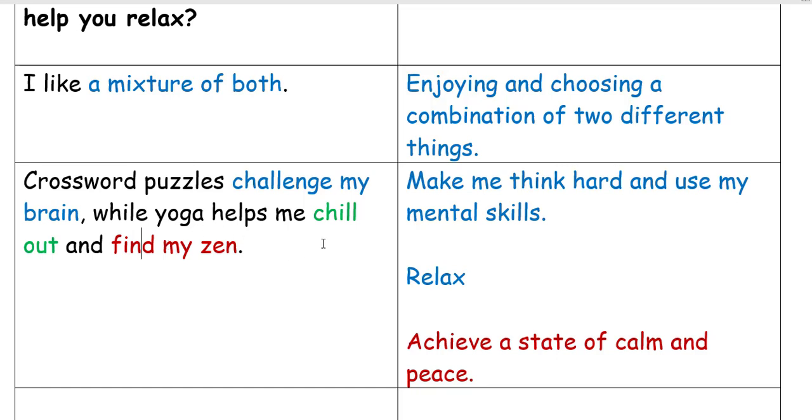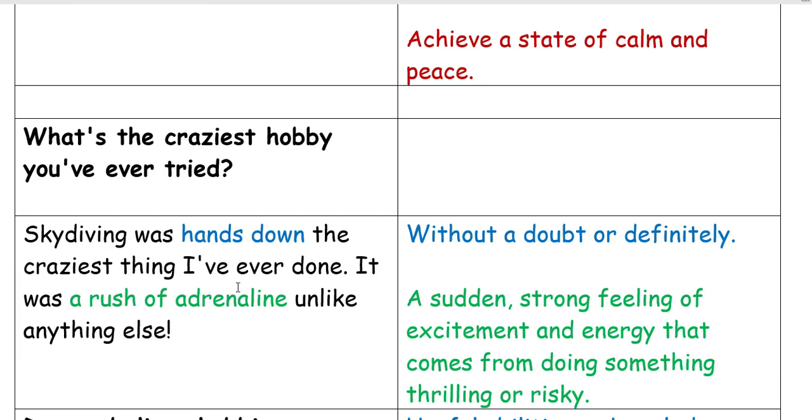Okay, and here, chill out, basically that means to relax. Okay, and then find my zen, it means achieve a state of calm and peace. Okay, you're not worried about anything anymore. You can control the whole situation. Everything is good. All right, next question.